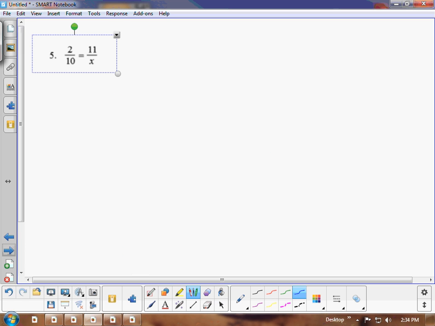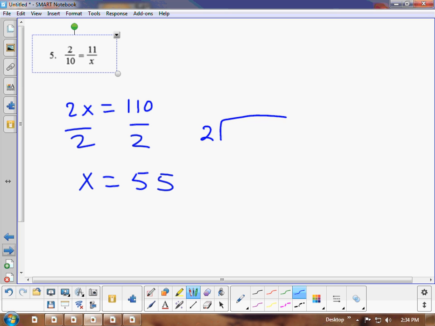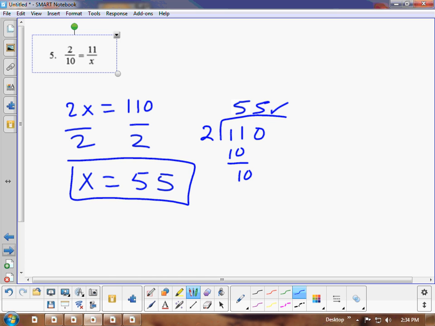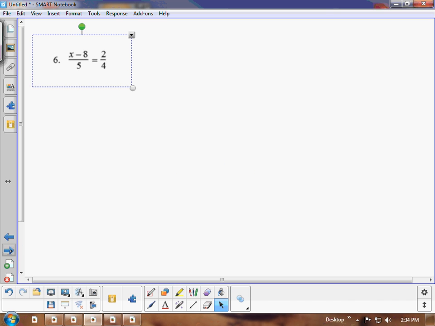This is a proportion. We're just going to cross multiply. 2x equals 110, and then divide by 2. X equals 55. Again, you're going to be expected to be able to divide on the quiz tomorrow. And then number 6 is another cross multiply, or it's a proportion.